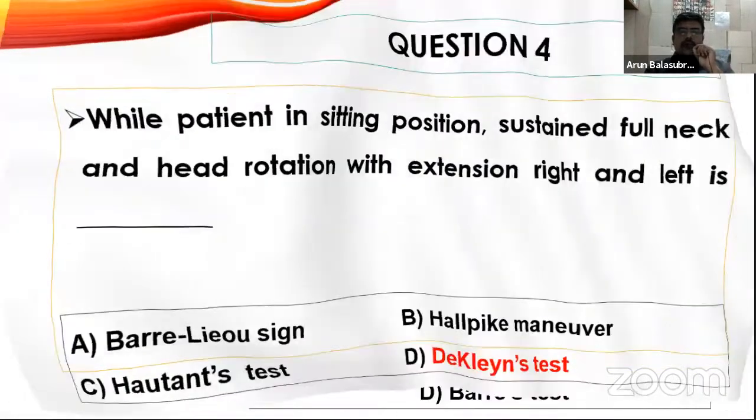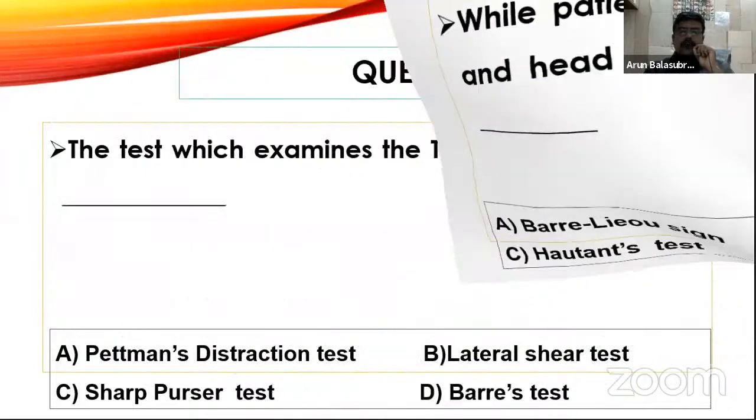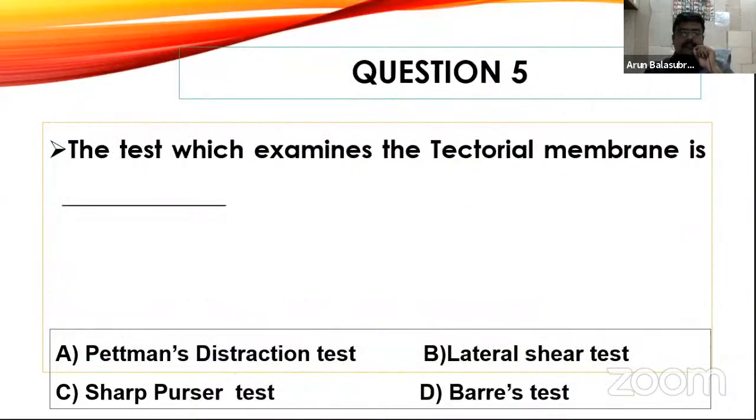So, question number 5: the test that examines the pectoral membrane is. The Pittman's distraction test, lateral shear test, short pusher test, or Barry's test. What is the name of the test which examines the pectoral membrane? Just look at this white test. The lateral shear test is wrong.